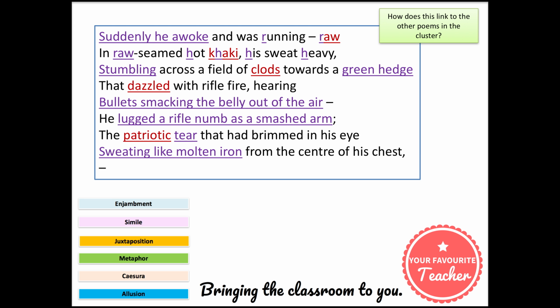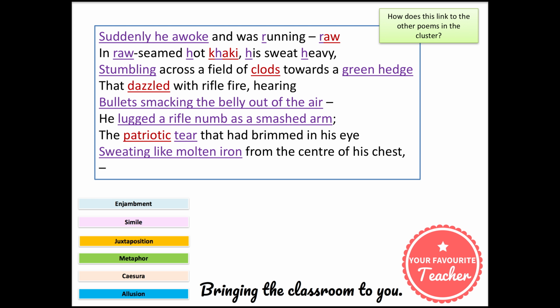Was running raw, in raw seemed hot khaki, his sweat heavy. So we've got kind of the repetition of the R and the H sound, which might be like heavy breathing, again showing this panic. Why has raw been emphasised here? Maybe he is so confused that the soldier can't really think of any other adjectives, because his brain is so overwhelmed with what's going on. Stumbling, again, showing the fact that he's struggling, showing confusion. Maybe he's tired.